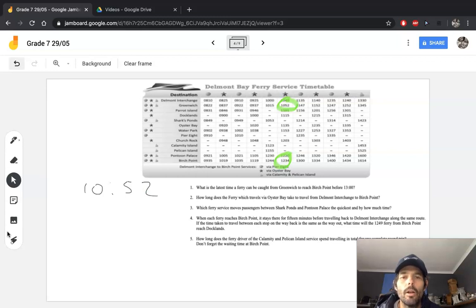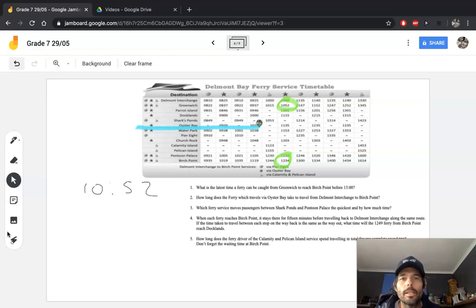Second question, how long does the ferry which travels via Oyster Bay, how long does it take to travel from Delmont Interchange to Birch Point? Have a look at any of the ferries that go from Delmont to Birch Point via Oyster Bay. Okay, so it's really important that we recognize we have to go via Oyster Bay. Okay, and I've just tried to underline the Oyster Bay times there.